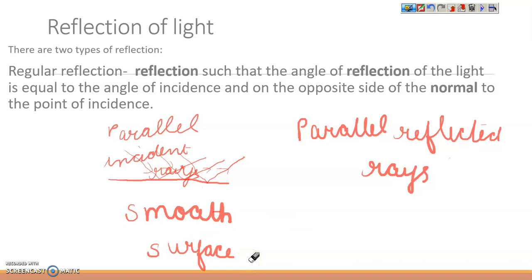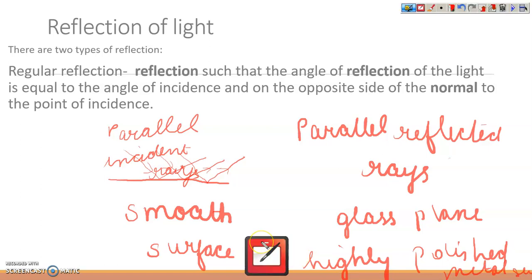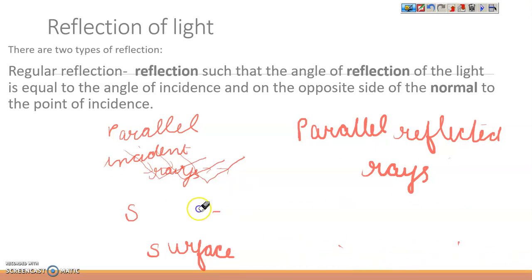Can you name some examples of smooth surfaces? Okay, let me tell you what are some smooth surfaces. Smooth surfaces you can write as glass plane, highly polished metal surfaces, and etc.